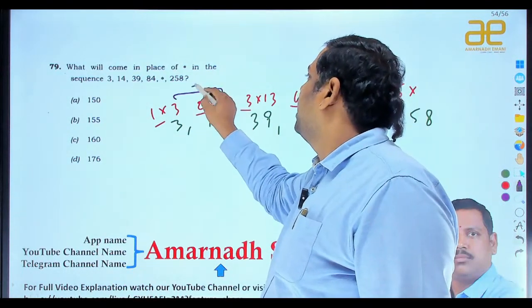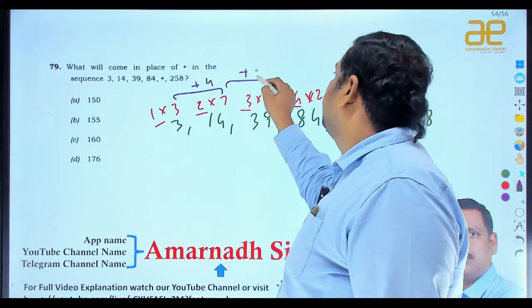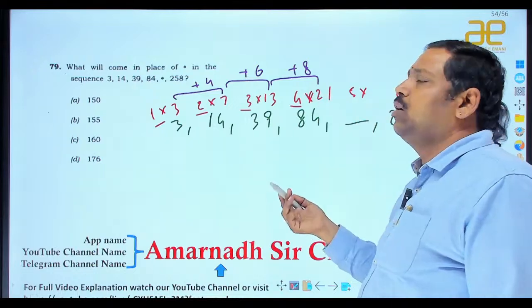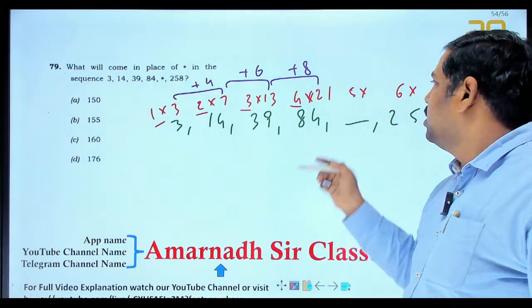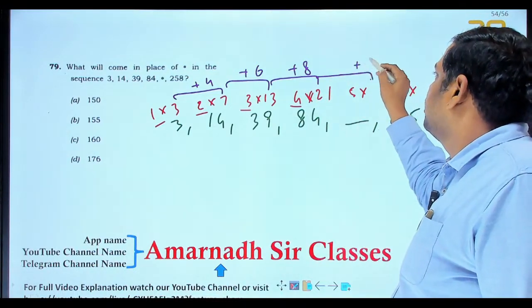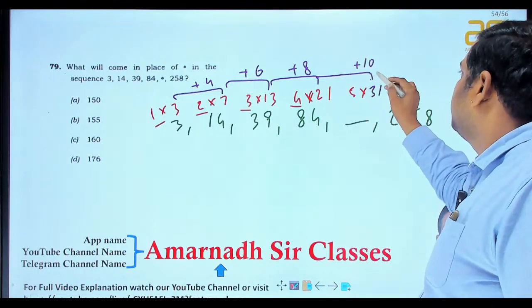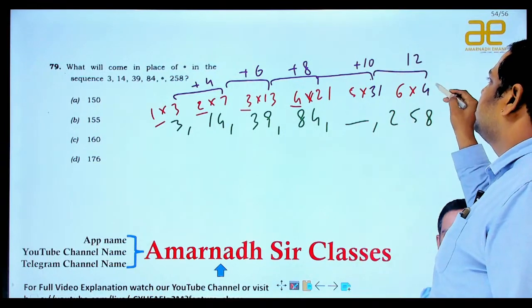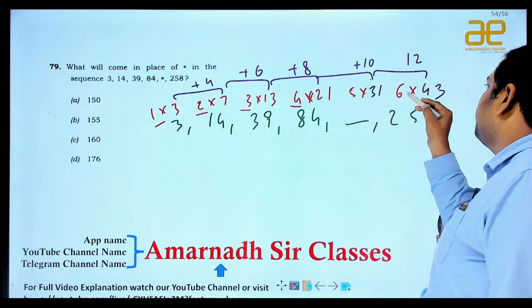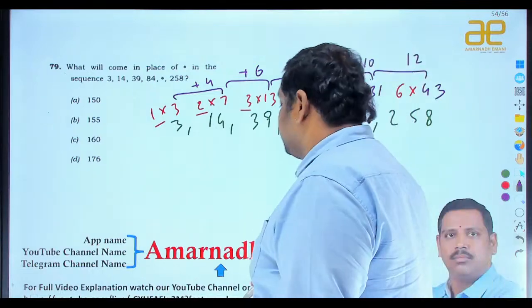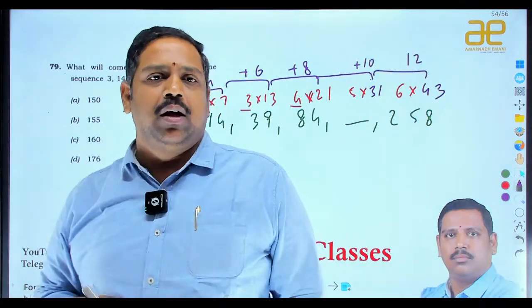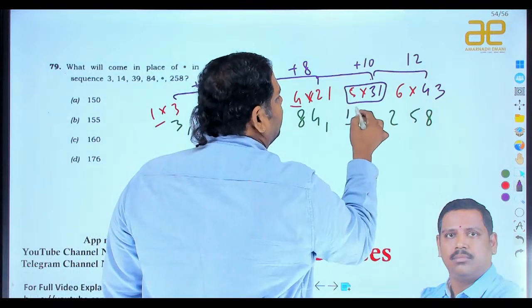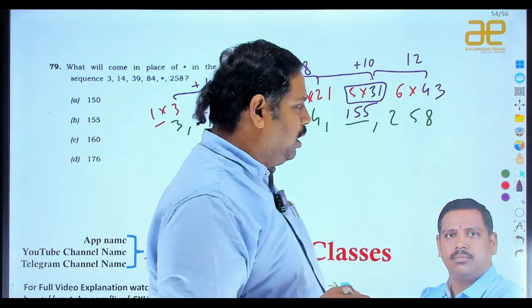Just consider the second numbers. 3 and 7, 4 added. 7 and 13, 6 added. 13 and 21, 8 added. So 4, 6, 8 are consecutive even numbers. So next I have to add 10, meaning 21 plus 10 is 31. Next I have to add 12. 31 plus 12 means 43. If you verify, 43 sixes are 258 exactly. So my logic is working. So 5 into 31 will be the answer. It will be 155.